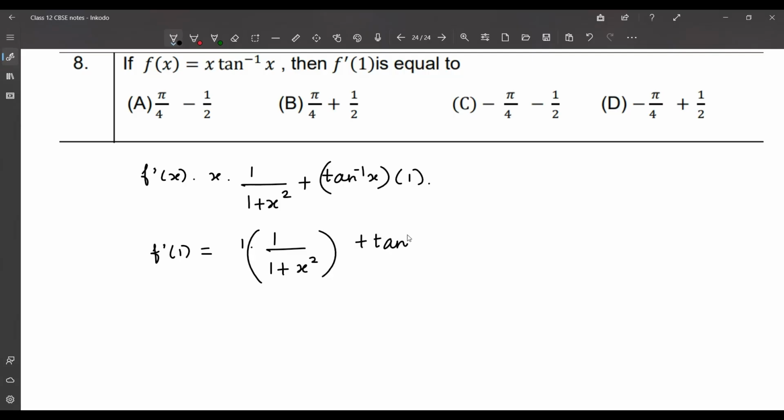The answer would be 1 divided by 1 plus x square plus pi by 4, or rather this has to become 1. So 1 by 2 plus pi by 4. Do we have a matching option? So option B is the correct answer. Next question.